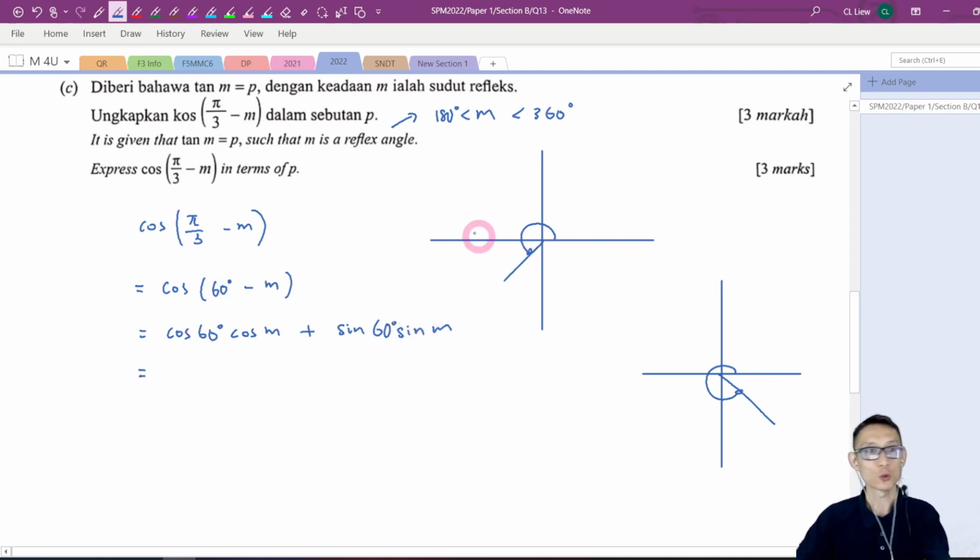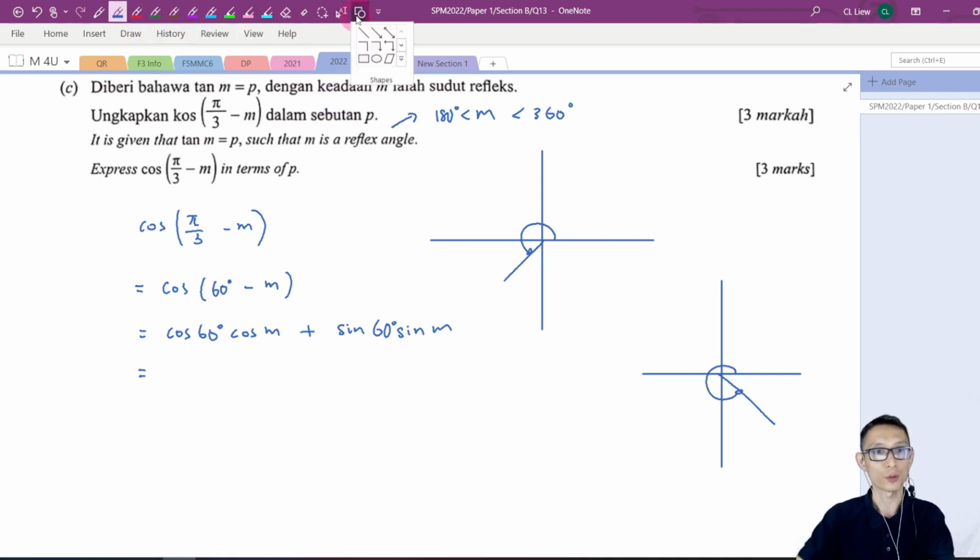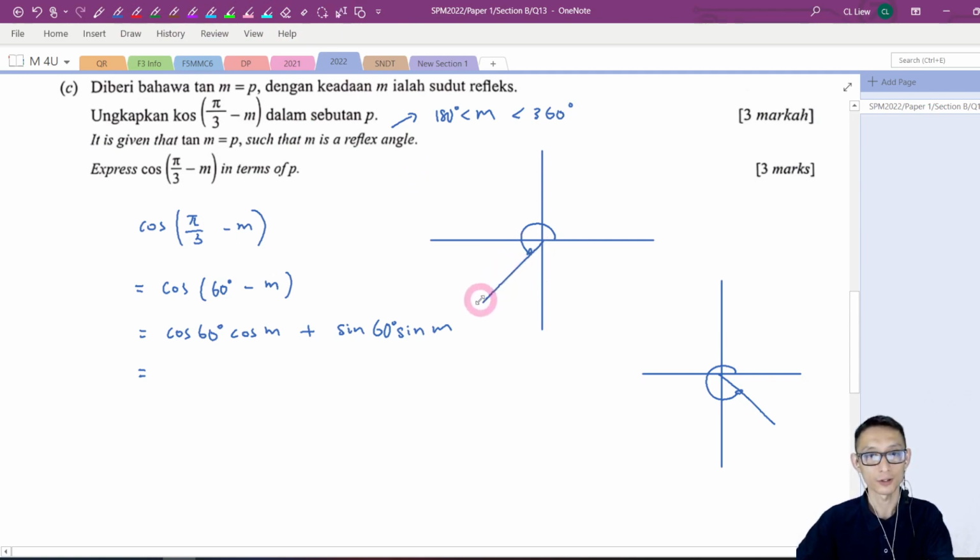Now, I'm going to draw this diagram first so that it's easier for us to continue solving it. 90 degrees. Okay, so this is M. I would just assume that the P is a positive value, so tangent M is a positive value. So according to the ASTC, positive, it will be here. But if the P is negative, it should be here. Okay, anyway, I will just go with this one.